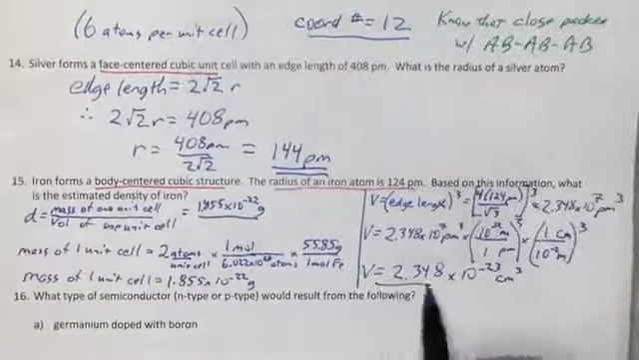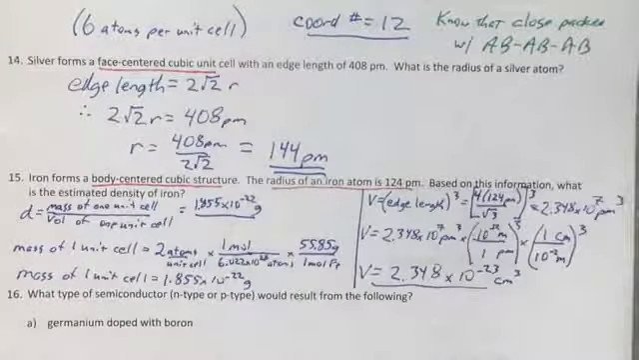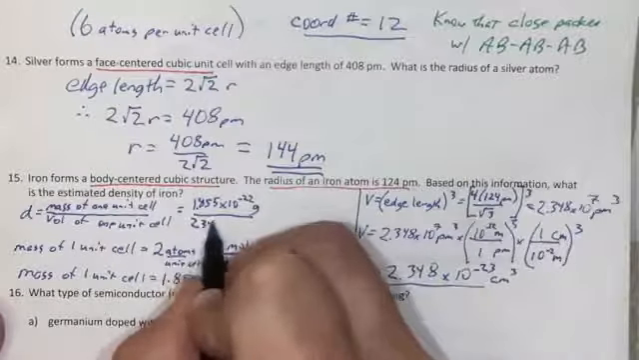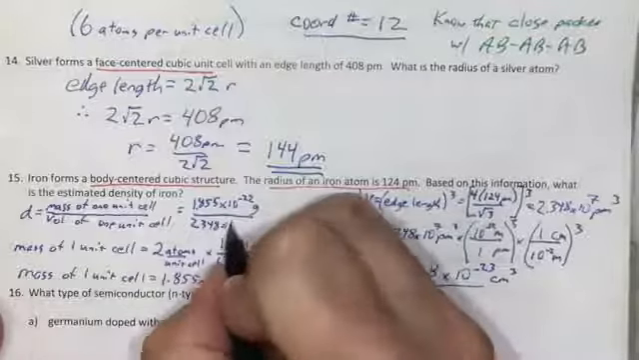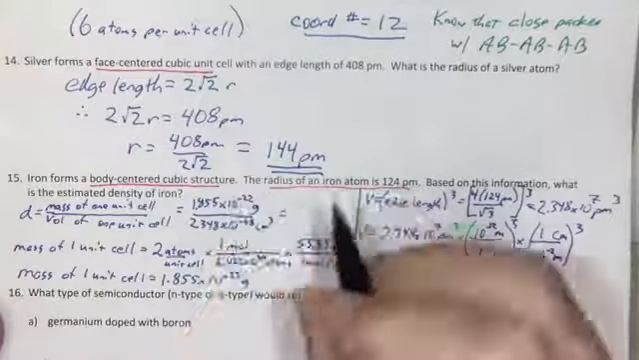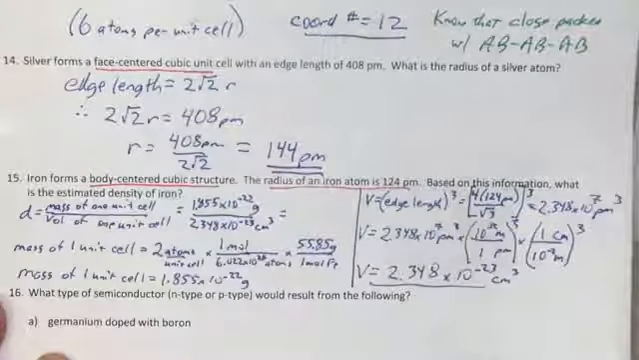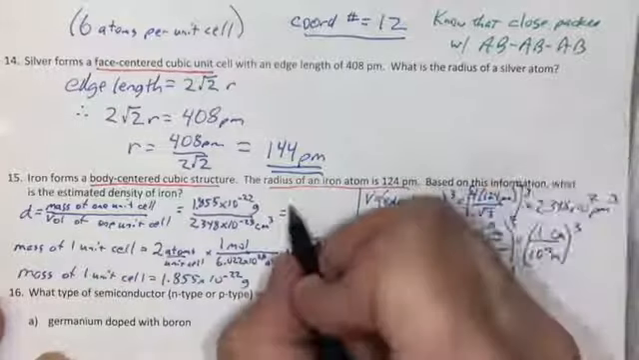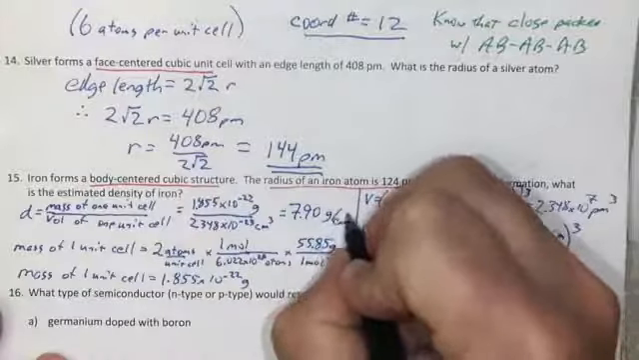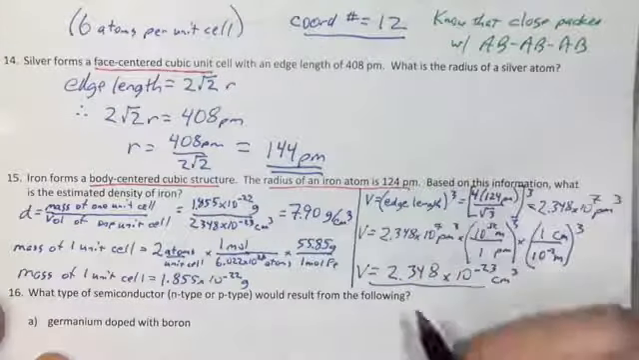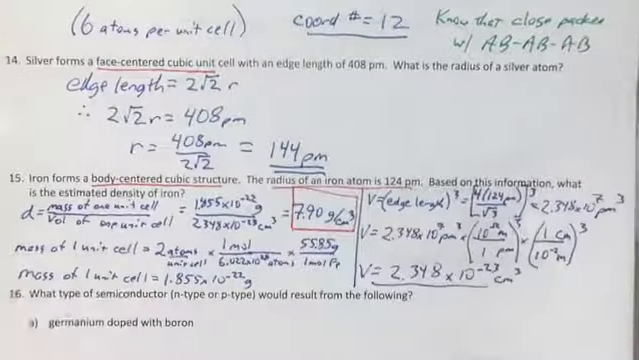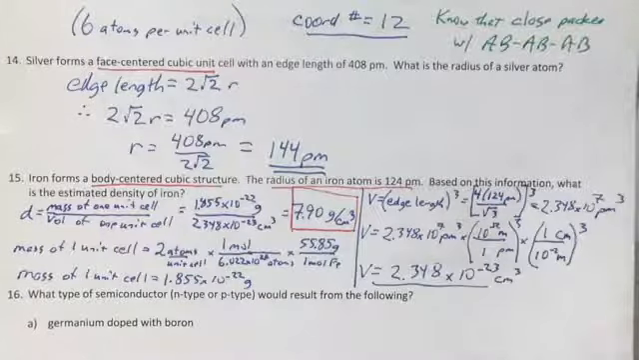Okay, so that's the volume. It's a cube. I know the edge length, and so the volume of a cube is you cube that value. So I divide that up here, 2.348 times 10 to the negative 23 cubic centimeters. And this will give me units of grams per cubic centimeter. And so when we calculate this out, we get 7.90 grams per cubic centimeter. That's the estimated density of iron based on that radius, given that it's a body-centered cubic.